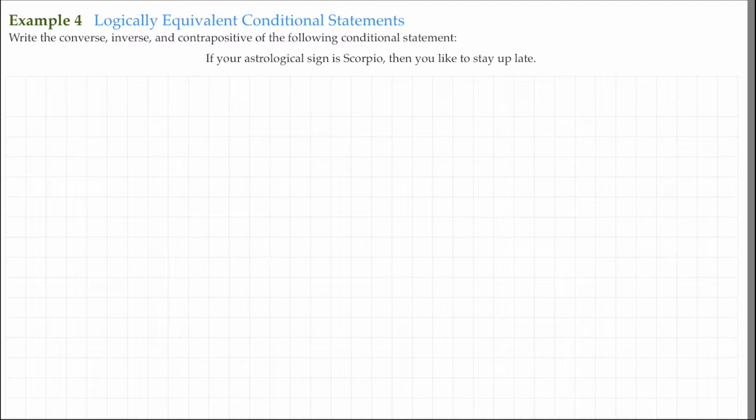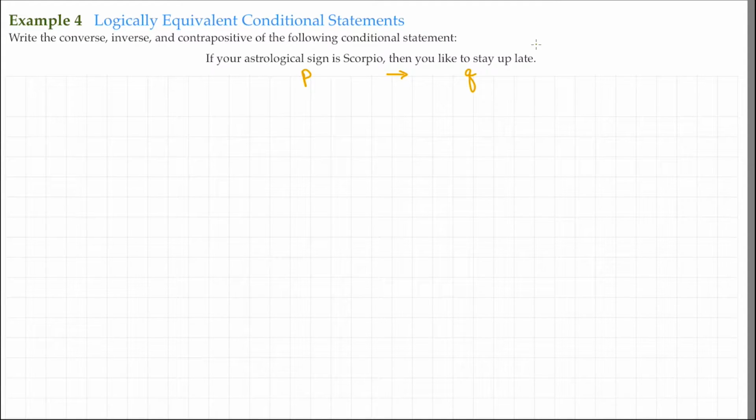For this example, we have this conditional statement here. It says, if your astrological sign is Scorpio, then you like to stay up late. So you could see that this is an if-then. Obviously, you could see right here, your astrological sign is Scorpio. So maybe this is if P, then Q, where you like to stay up late.